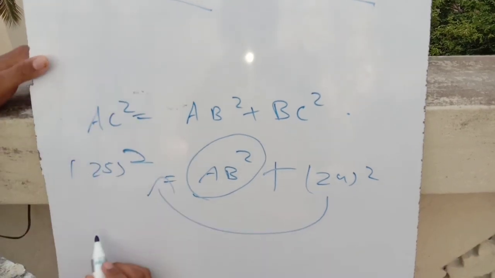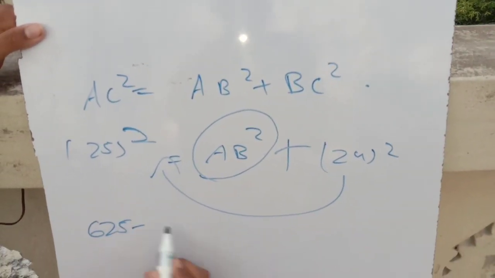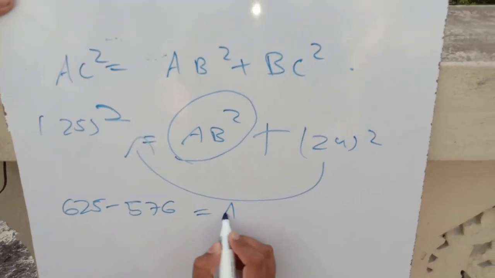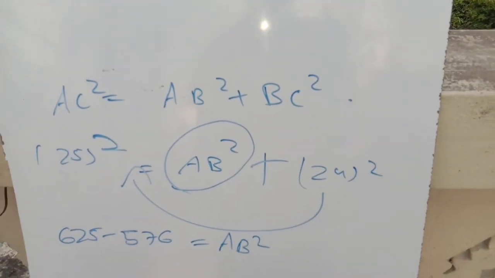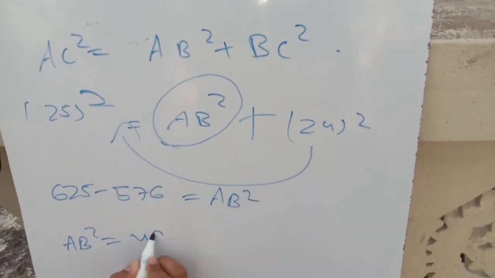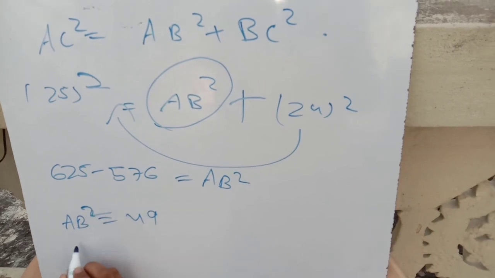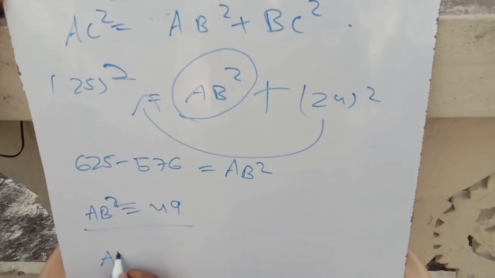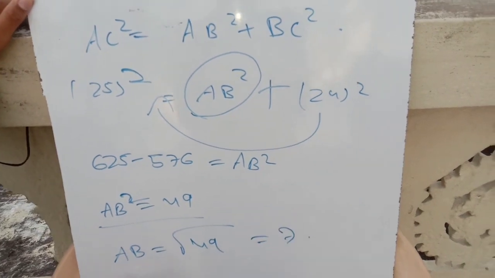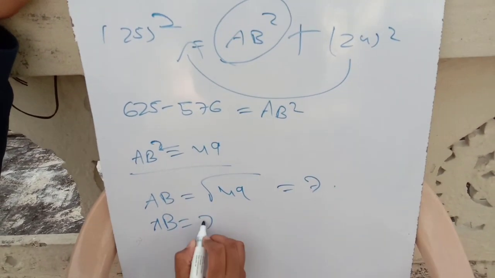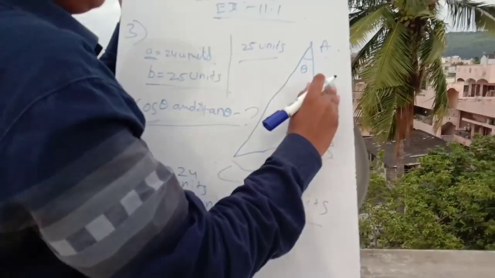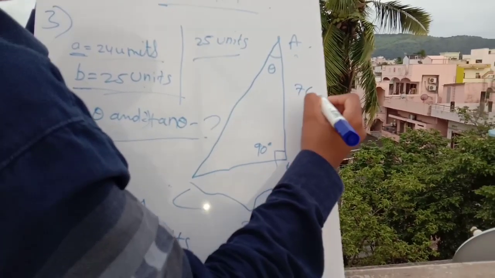So what is 25 square? 625 minus 24 square, which is 576, is going to be AB square definitely, and so AB square is equal to 49. Then AB is going to be the root of 49, which is equal to 7. So AB is equal to 7 units, and this side is going to be definitely 7 units.